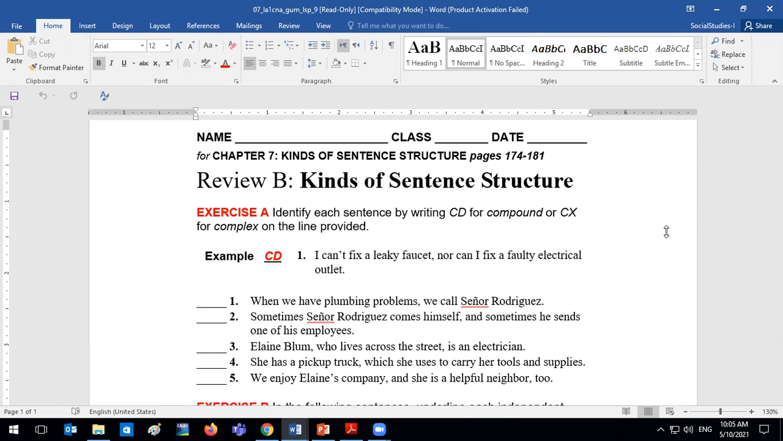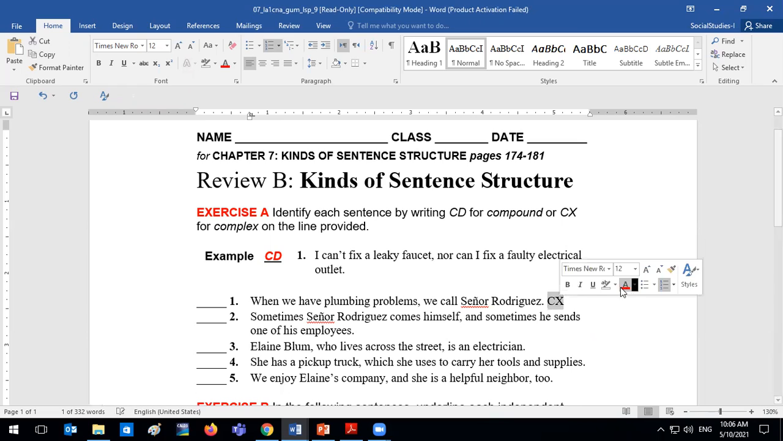All right, let's look at Kareem, please. Number 1, when we have plumbing problems, we call Senor Rodriguez. And again, you're choosing between whether it's a compound sentence or a complex sentence. What do we have? Complex sentence. Perfect. It's going to be a complex sentence.